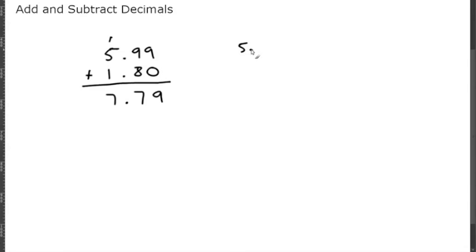Now, again, subtracting 5.99 and 1.8, we're going to put that placeholder 0 in and subtract. 9 minus 0 is 9. 9 minus 8 is 1. Bring down that decimal, keep that decimal in line, and 5 minus 1 is 4. So 5 99/100ths minus 1 8/10 is going to be equal to 4 19/100ths.